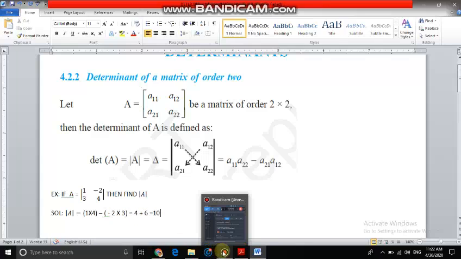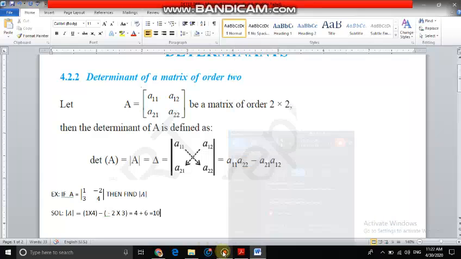Okay. So you see, the determinant of the matrix is not again a matrix. The determinant of a matrix is a number. It can be positive, negative, a fraction. Okay, it can be zero also sometimes.